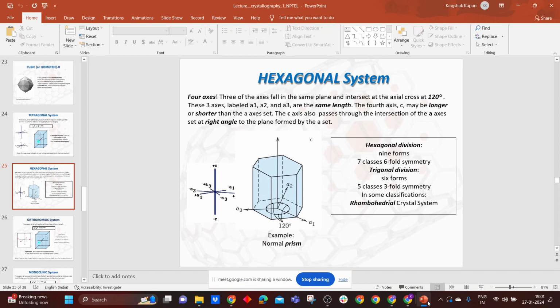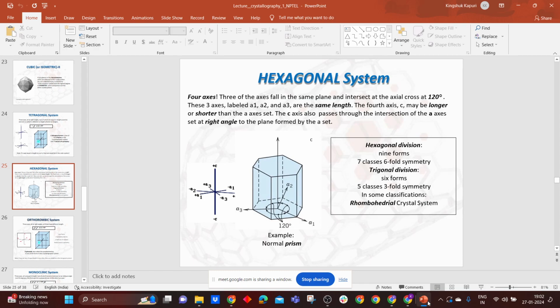Now we will go through the hexagonal system. The hexagonal system has four axes. What are the four axes? The four axes are A1, A2, A3 and C. Now students, these three axes A1, A2 and A3 are equal in length, but they are not equal to the vertical axis, that is the C axis. The C axis represents the vertical axis. These three horizontal axes are equal in length, but unequal to the vertical axis, that is the C axis.